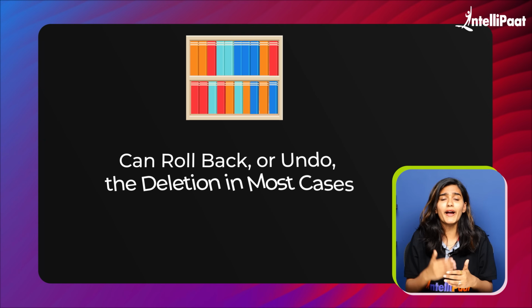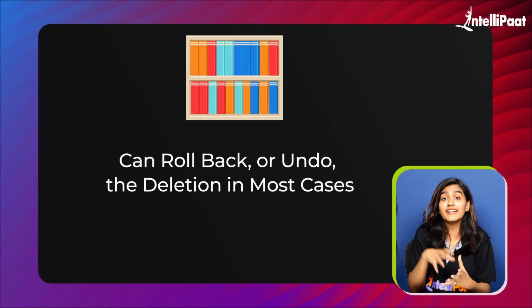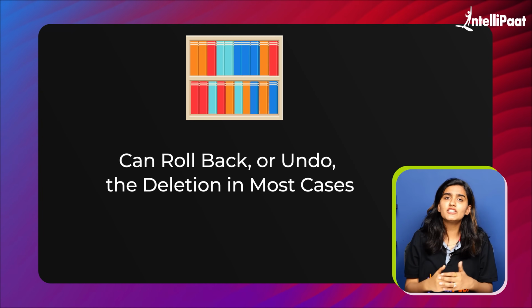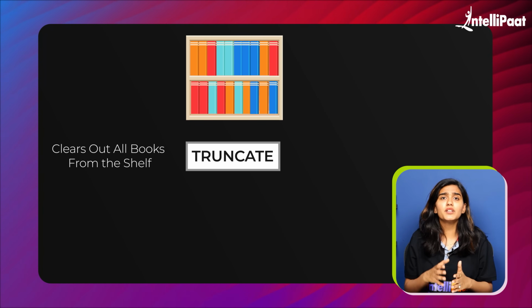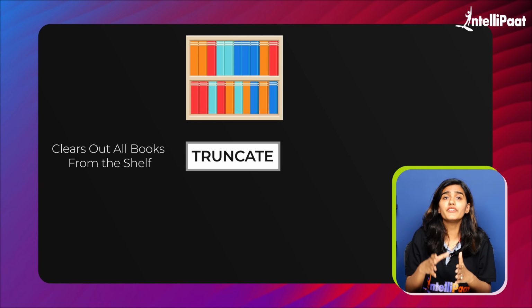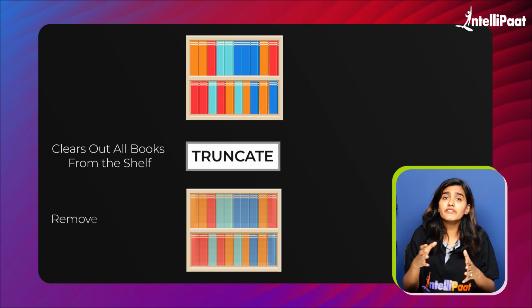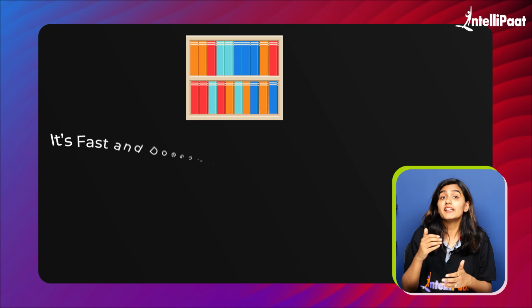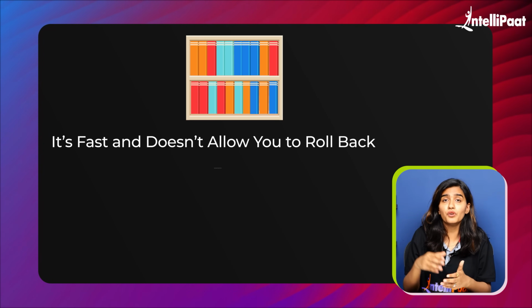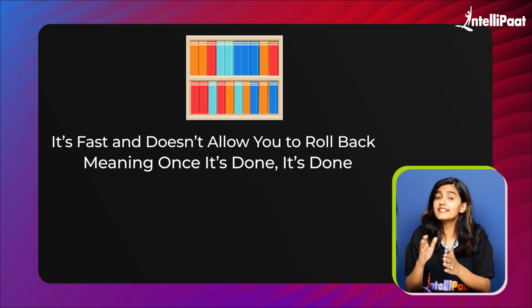Plus, if you change your mind, you can roll back or you can keep your red books again, or undo the deletion in most cases. Second, truncate. This one quickly clears out the books from the shelf, leaving the shelf empty but intact, meaning it will remove the books from that particular shelf but it will not delete the shelf. It's fast and it doesn't allow you to roll back, meaning once it is done, it's done.